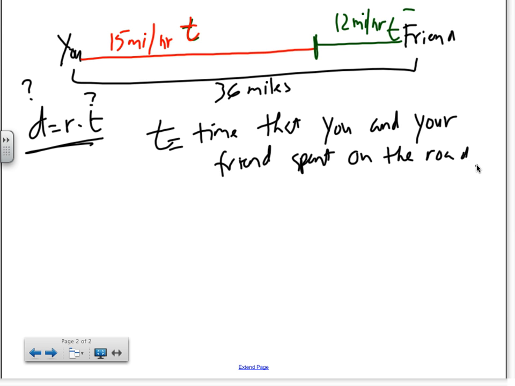Applies to both of you. So notice instead of declaring two separate t's, I do not do that because they're technically the same t, right? Same time. And you're saying, wait, the problem asks you about the distance. Why didn't you declare the distance you travel and the distance your friend travels?